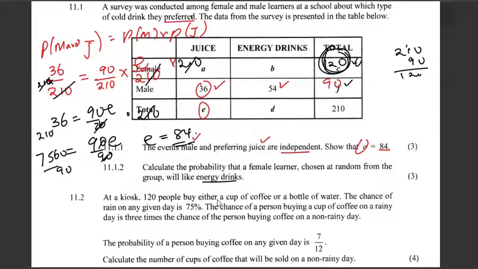But if this is 84, what is 84 minus 36? It gives us 48 female learners that love juice. What is 120 minus 48? Gives us 72. So 72 learners that are females enjoy the energy drinks. So the answer here should be 72 over 120. Okay, so 72 divided by 120 becomes 0.6 or 3 over 5.